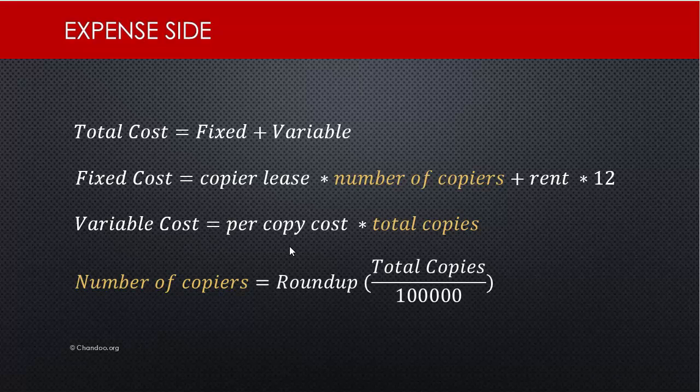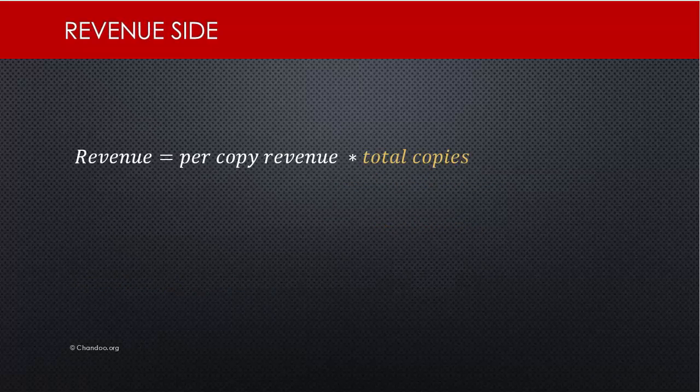We can also derive the number of copiers as a formula that says total copies divided by 100,000 and then rounding up that number. So if you have, let us say, 180,000 copies, then you would need 2 copiers, because each copier can provide up to 100,000 copies. On the revenue side, the equation is very simple. You have per copy revenue multiplied by total copies.